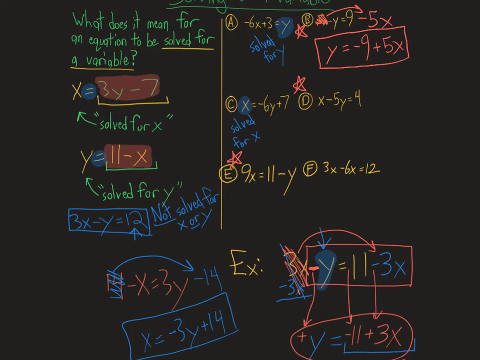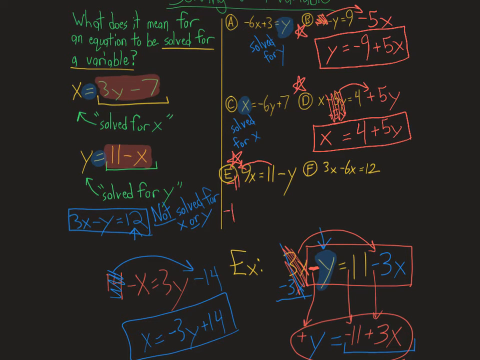D is even easier. Minus 5y will become plus 5y. And again, it's because to cancel it, you can just add a 5y. That goes away. And now I've got x equals 4 plus 5y, simple as that. We're solved for x.